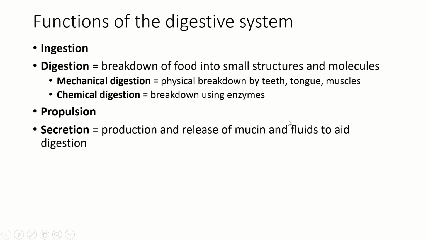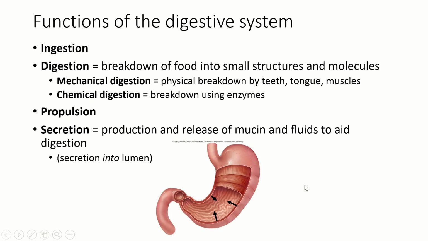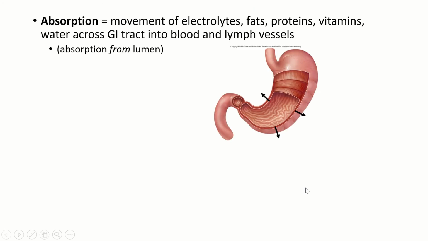So we got ingestion, digestion, propulsion. Next up, secretion. Secretion is the production and release of mucin, which becomes mucus, and other fluids that aid in digestion. Secretion is going to happen into the lumen. So, for example, in the stomach, you're going to secrete acid into the lumen of the stomach to help kill pathogens and start breakdown of molecules.